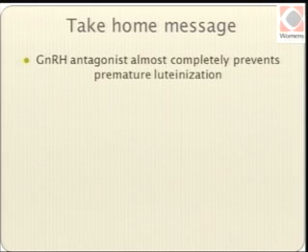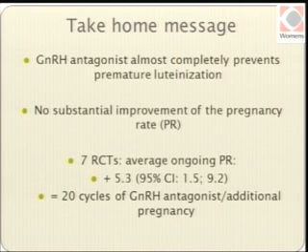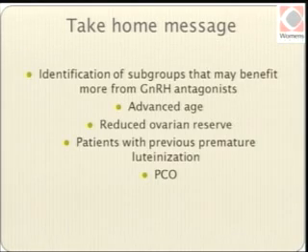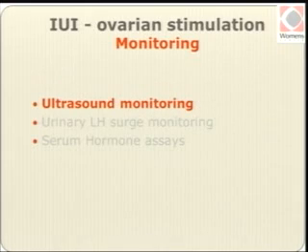So at present, the take-home message is that it almost completely prevents premature luteinization, but no substantial improvement if you use it for all of your cases, and you need to do about 19 to 20 cases with an antagonist to achieve 1 additional pregnancy. Identification of subgroups that may benefit more from GnRH antagonists may be beneficial. These subgroups may be women with advanced stage disease, women with reduced ovarian reserve, patients with previous premature luteinization, and PCOS where numerous follicles are developing, and where you're likely to convert an IUI into an IVF cycle. Weak and free, take it or leave it.